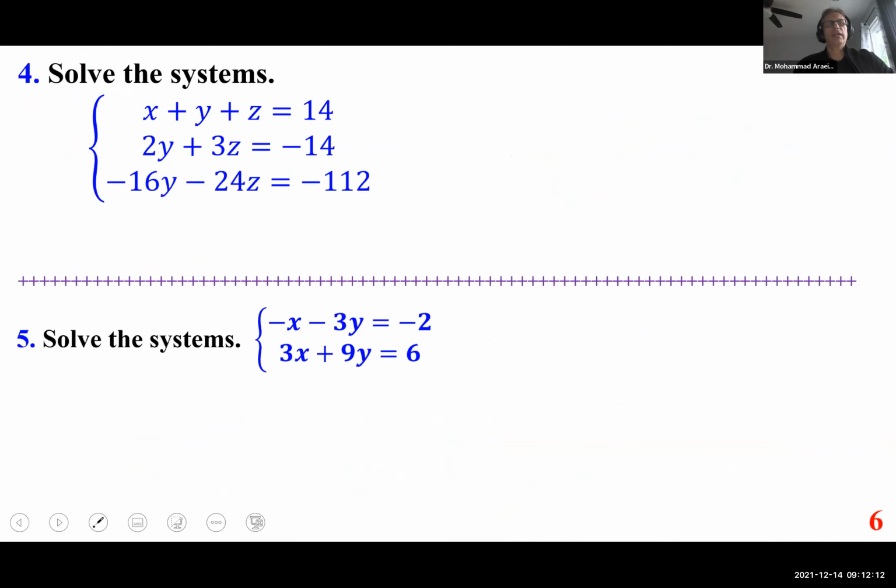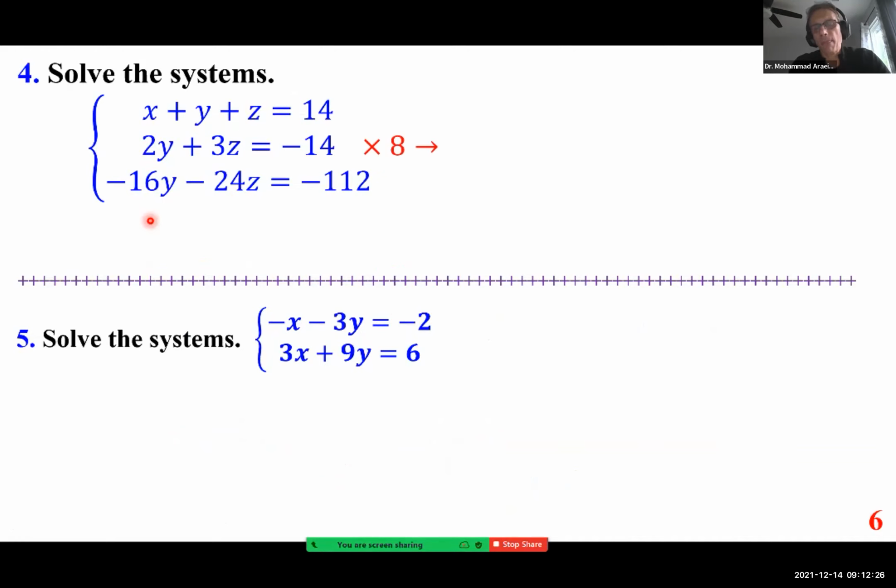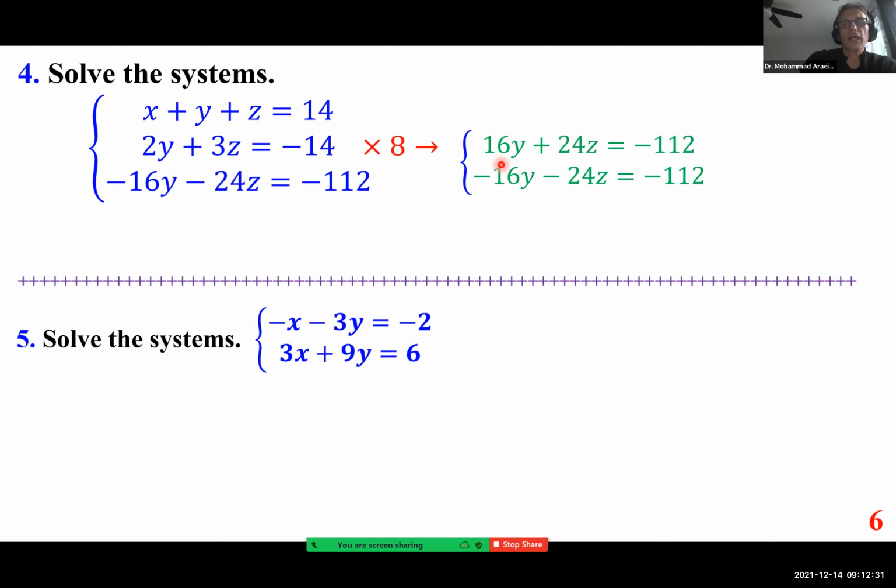All right, we are looking at this system and we notice this has two variables, this has two variables. Let's work with these two. If you multiply the top by 8, these two cancel each other. Let's do that. And we notice on the left side, everything cancels out. You end up with 0. But the right side, they add up to negative 224, which is a false statement. Right away, no solutions. You don't even have to bother with the first.